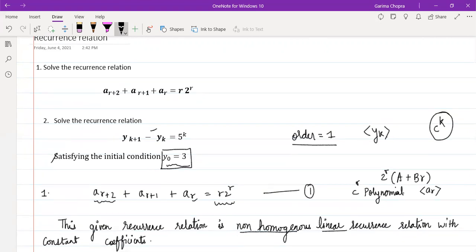So in this way, we can do the other problems based on this concept of recurrence relation.